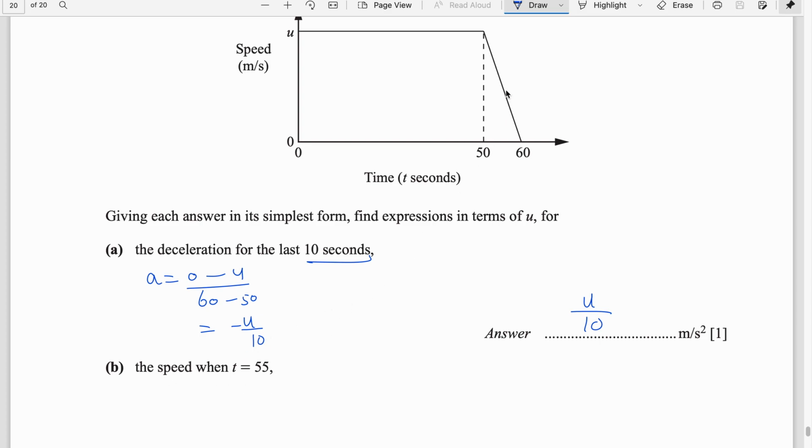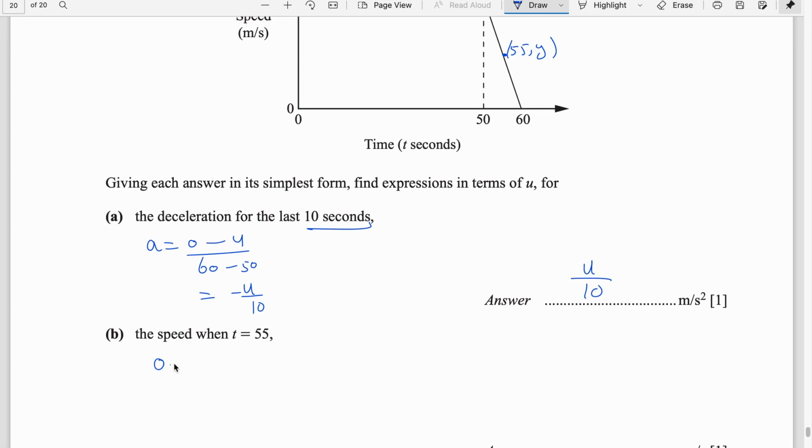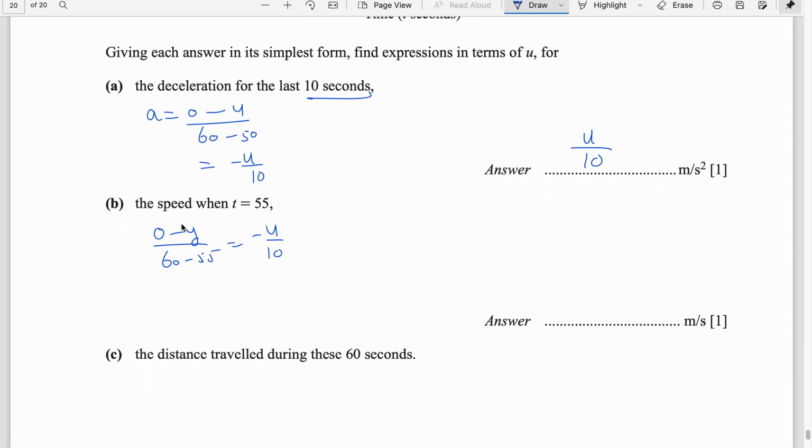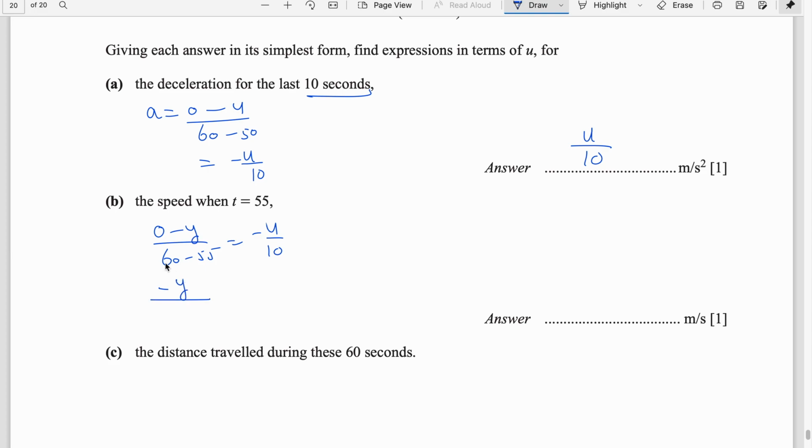Speed at t equals 55. So if we consider this point, we already know the gradient. This is x is 55 and speed is unknown. So we use these 2 points. y2 minus y1 over x2 minus x1 is equal to the gradient we've already found. So negative y over 5 is equal to negative u by 10. 5 one times, 5 two times, so it is u by 2.